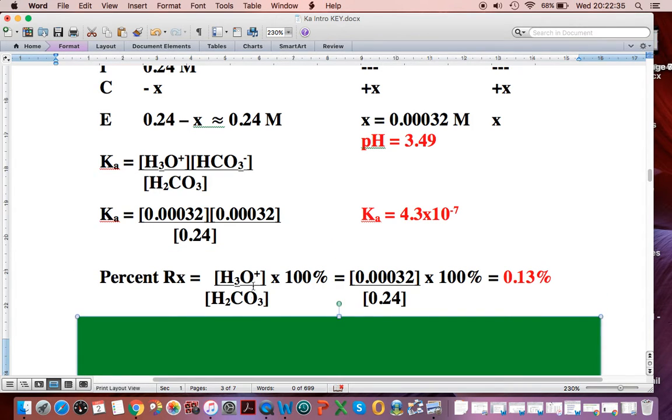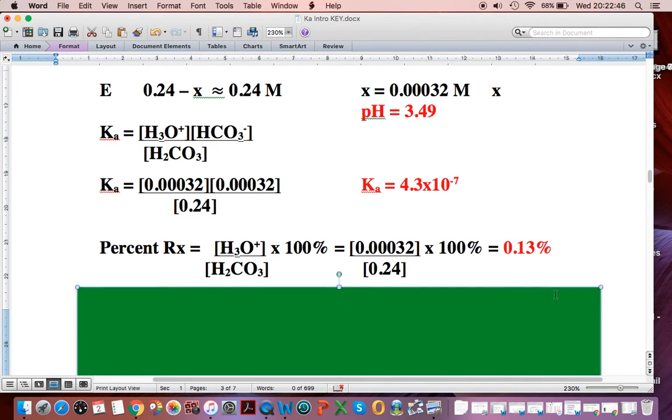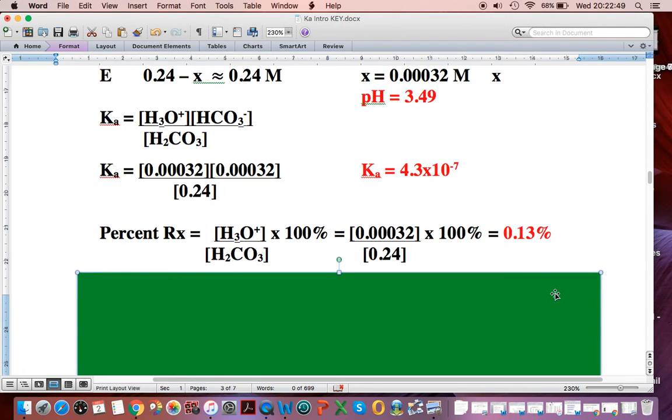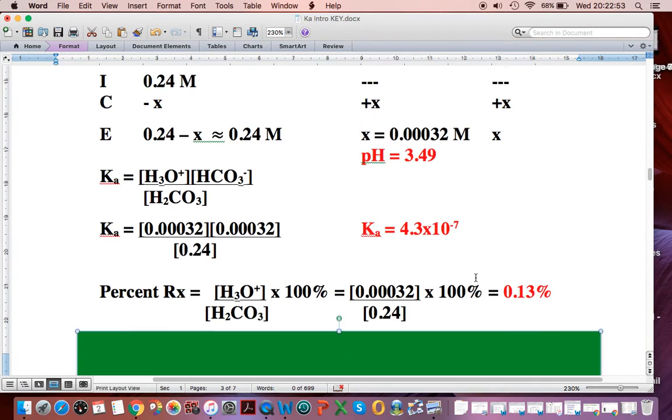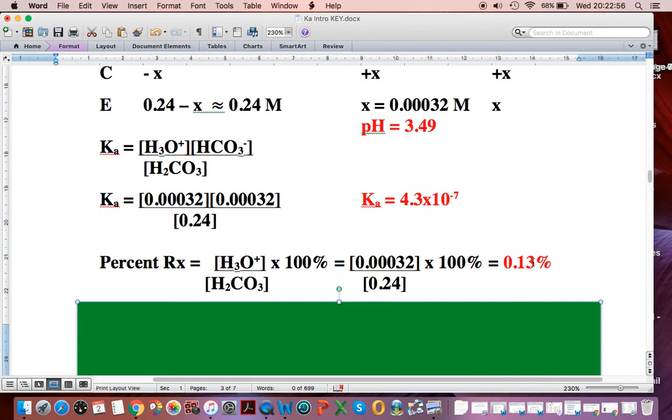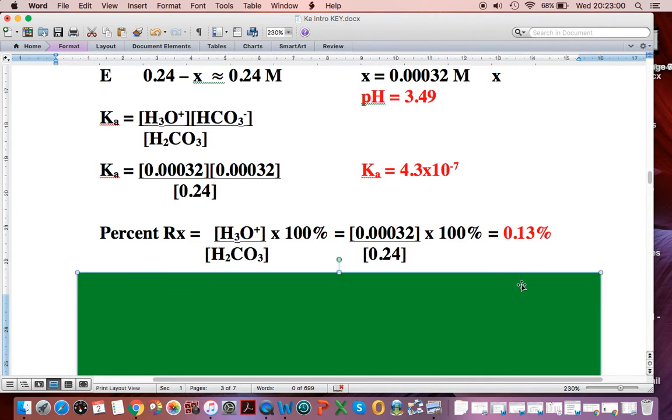So here's our percent reaction. Boom, boom, boom. Anytime we make something percent, just multiply by 100%. There are the numbers we grab from our chart, and we see it's tiny, 0.13%. So that means if we had 1,000 molecules of H2CO3, only 13 would actually have reacted or ionized. So that's a pretty low percent, and that's why it is considered to be a weak acid.